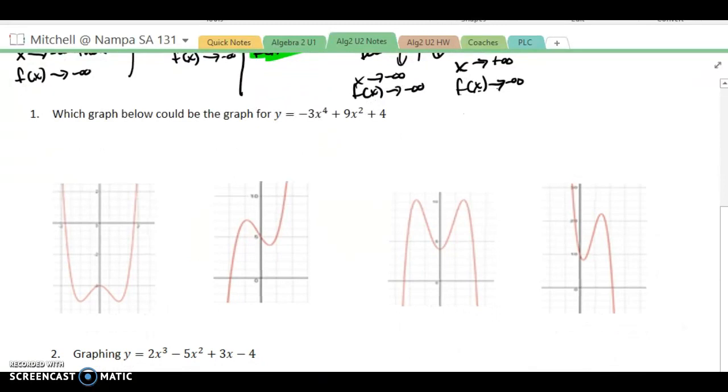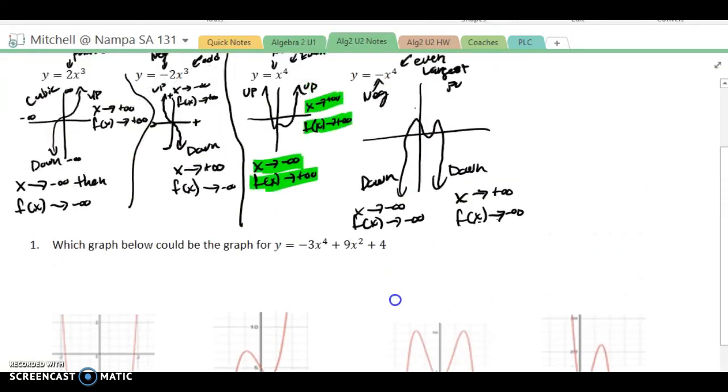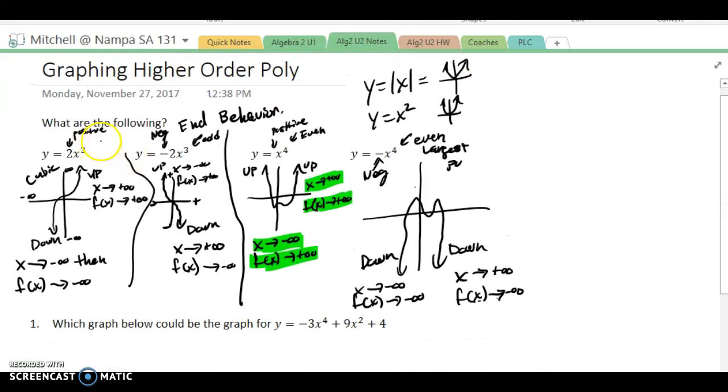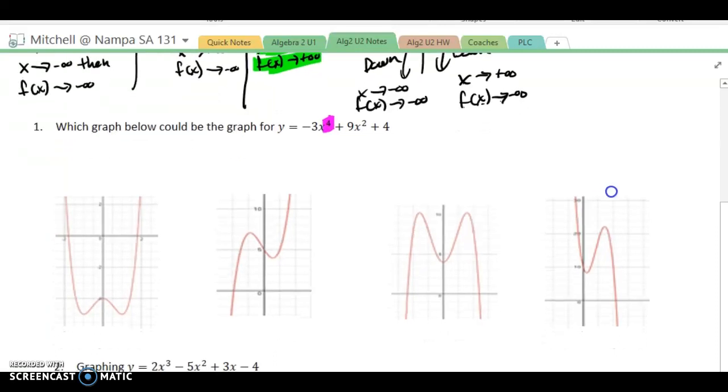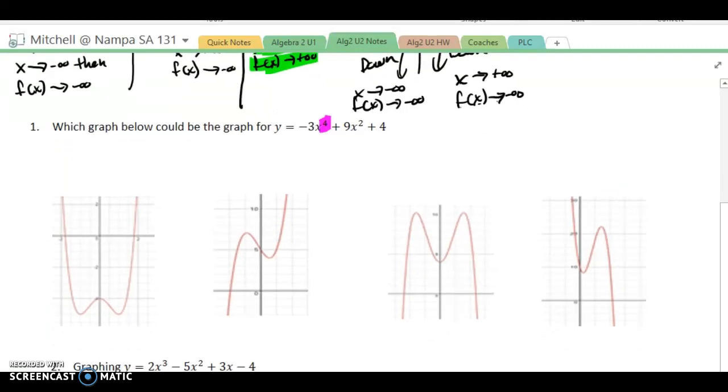So here we have a question. Which graph below could be the graph of y equals negative 3x to the fourth plus 9x squared plus 4? So all this information tells us some things. If it's an odd power, we're looking at noodles or cubics. If it's an even power, we're looking at u's and w's. Okay? So if I take my highest power here, which is a 4, it's always the largest power, that already tells me that it should be a w or a u.